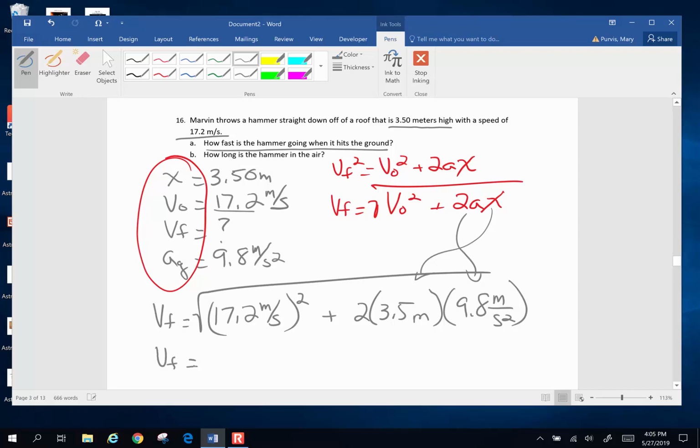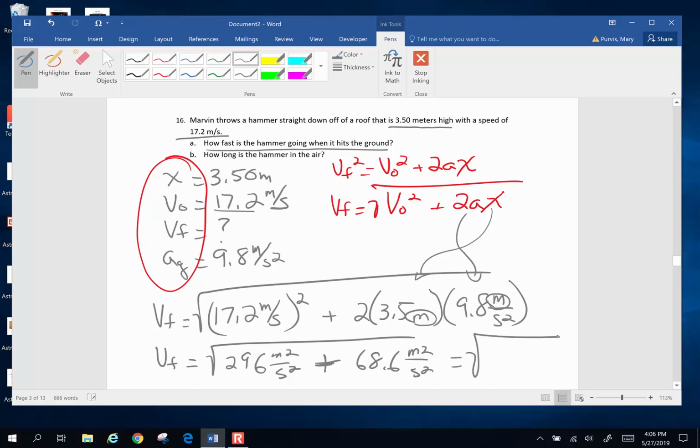So final velocity will be, and let me do this intermediate step in case you get lost just putting things in your calculator, 17.2 squared. So this ends up being 295.8, so 296 meters squared per second squared plus 2 times 3.5 times 9.8. All of this is 68.6 meters times meters, meters squared per second squared. These two values can be added because they have the same units.